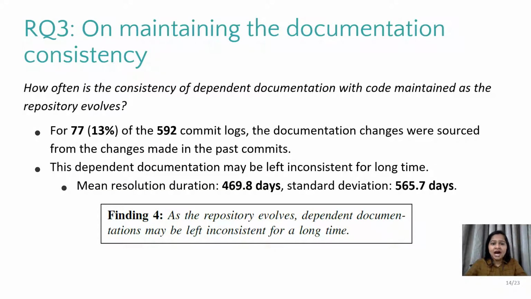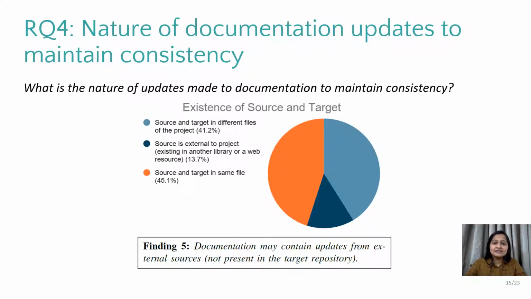We further studied how often the consistency of dependent documentation with code is maintained as the repository evolves. Our finding indicates that the documentation dependencies may not be resolved at the point of altering the source. For 13% cases, the documentation changes were sourced from past commits. In fact, we observed that on an average, the inconsistency may be resolved after almost 470 days from the day the change was made at the source. The next key analysis is to know the nature of updates that are needed to be made to maintain consistency in the documentation.